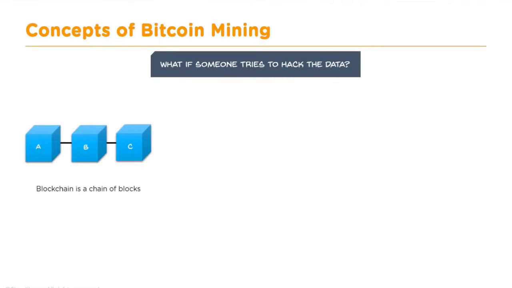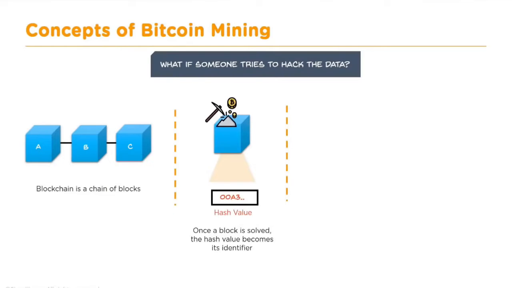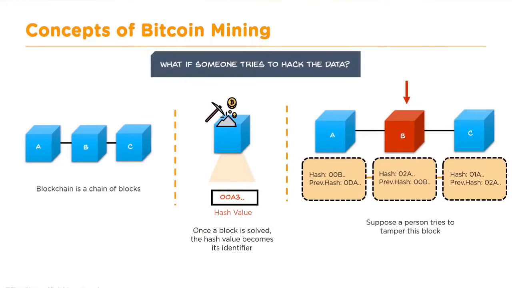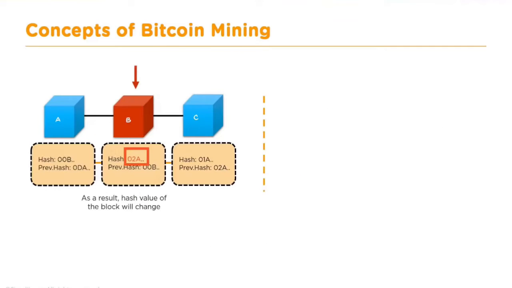So let's see. Blockchain is a chain of blocks, A, B, C. Each block has solved a puzzle and generated a hash value of its own, which is its identifier. Now, suppose a person tries to tamper with block B and tries to change the data aggregated in the block. If the data of the block changes, the hash value, which is the digital signature of the block, will also change, thereby corrupting the chain subsequent to it.